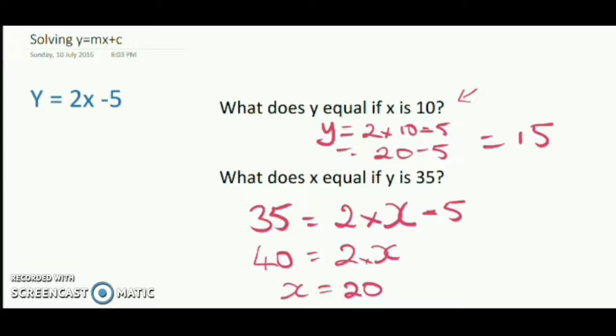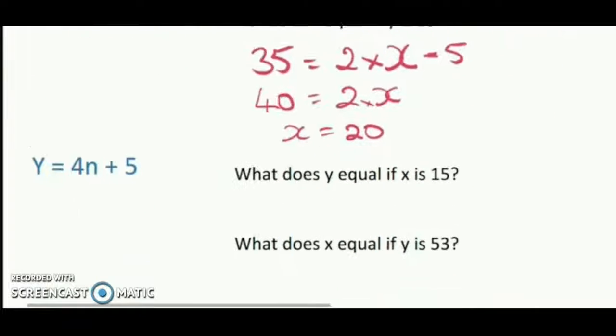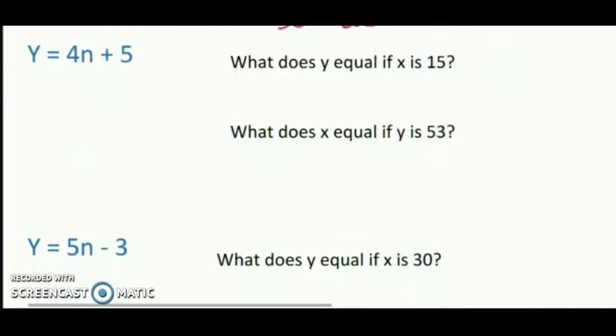Let's try it going forward. 2 times 20 minus 5. 2 times 20 is 40. 40 minus 5. Correct, we got the right one. Okay, let's try it for a couple more. The second one here.